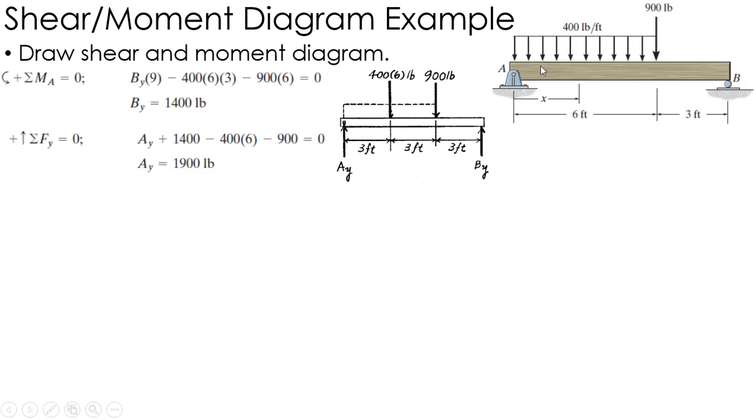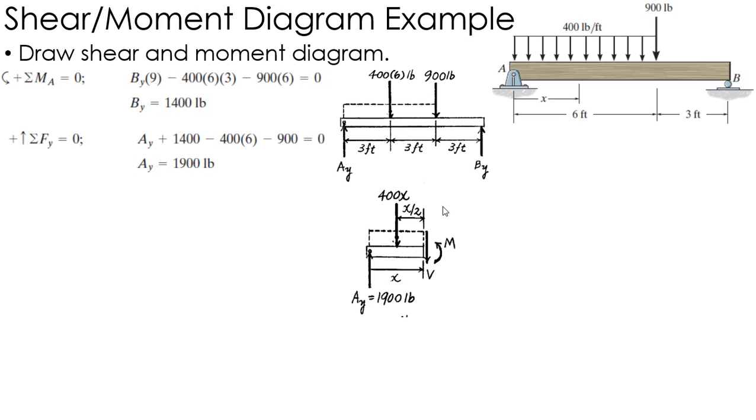Now I need to make 2 cuts. I need to make 1 cut in the distributed load and then 1 cut on the other side of the concentrated load. So if I make that first cut, again, I'm going to cut at some arbitrary distance x away. I've got my reaction force 1900. I've got my distributed load, which is 400 times x, at a location x over 2. Again, that changes as x increases between 0 and 6 feet.